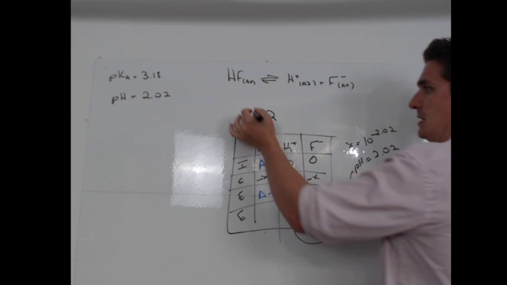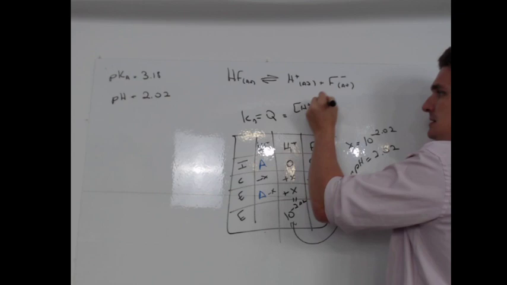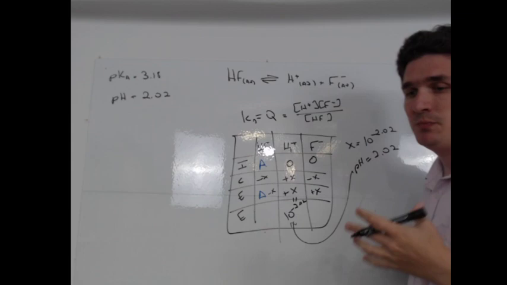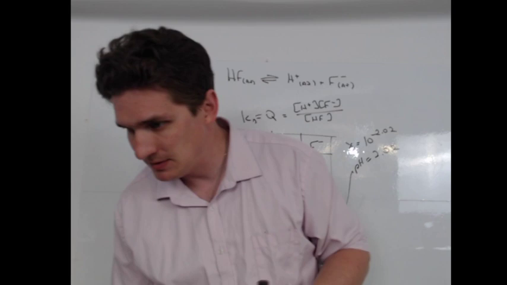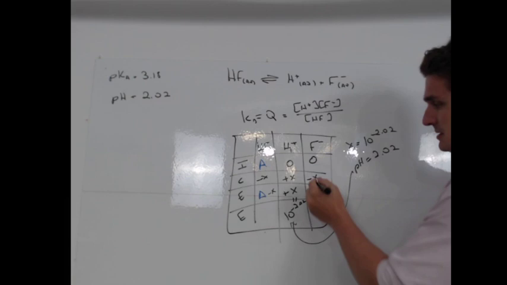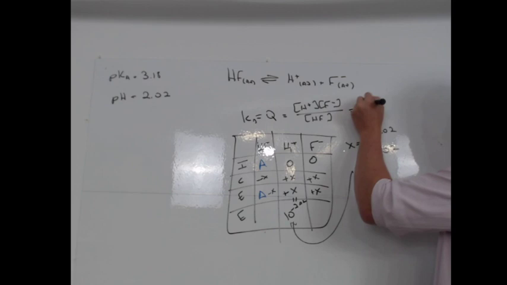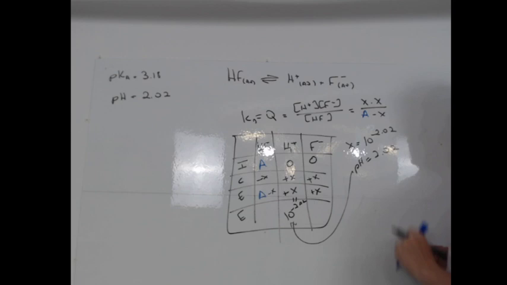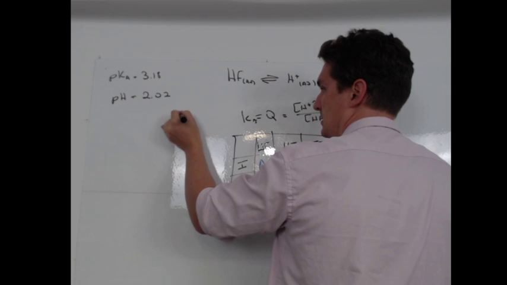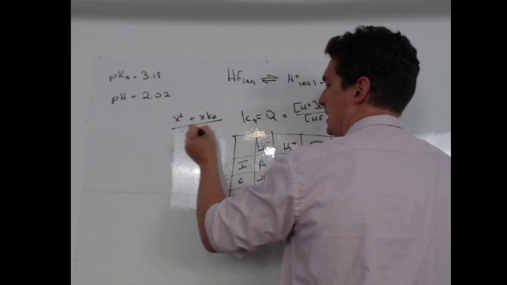So we got K equals Q, Q equals H plus times F minus all over HF. We are much better to stick with using symbolic logic for this, and you'll see why in just a minute. It should be plus X there. Sorry about that. So we stick it in, we get X times X all over A minus X. We can rearrange now, and when we do rearrange, we get X squared plus X times Ka, all over Ka, equals the starting concentration of HF.